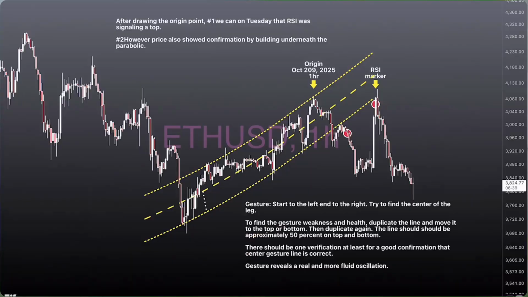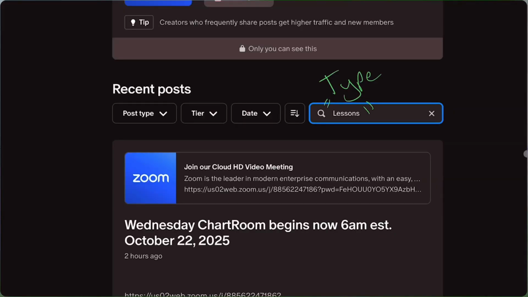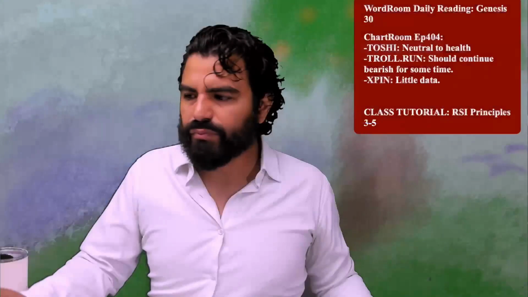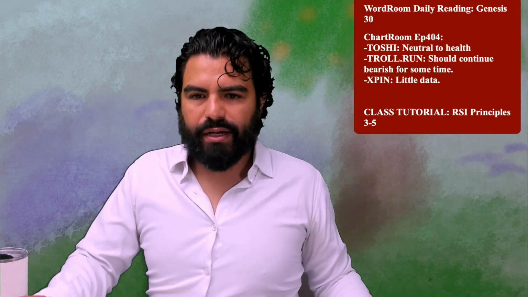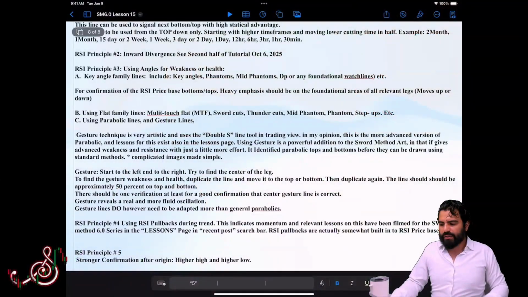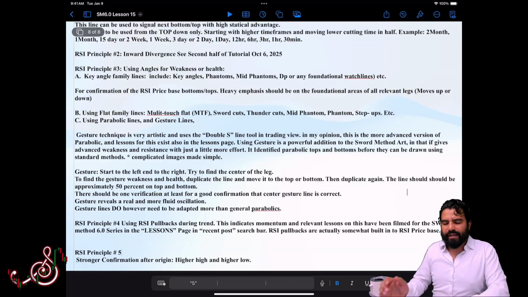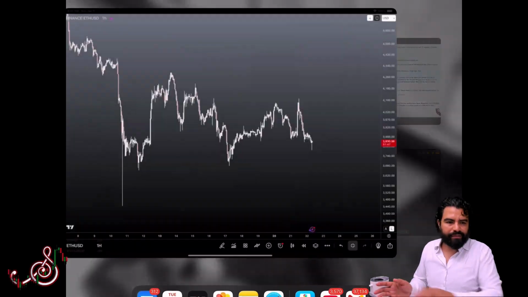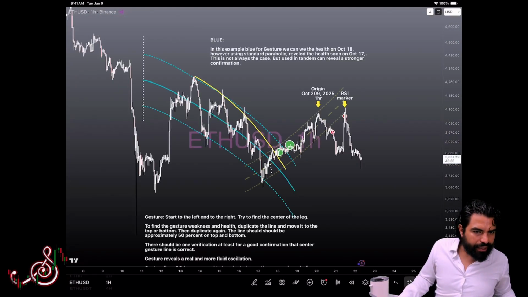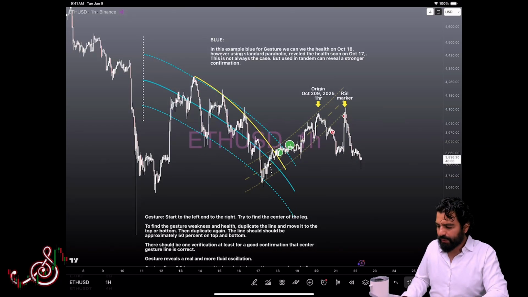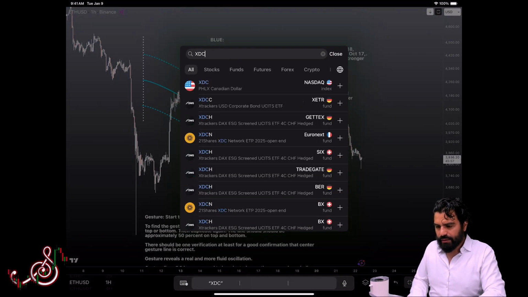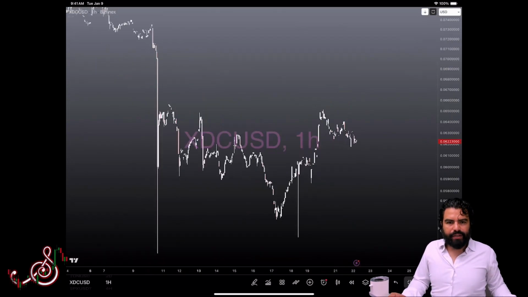Using parabolics with gestures in tandem. Now, before we finish for today, I'm going to cover quickly number 4, which was the RSI pullbacks. Most of this is built in to the RSI price base. So I asked for a random crypto. Let's go with the next one. It was XDC. XDC, USD. And here we go.